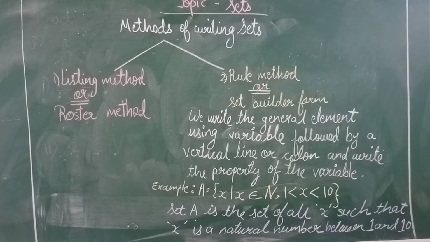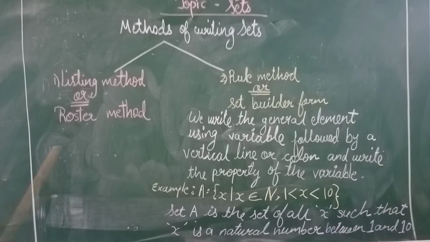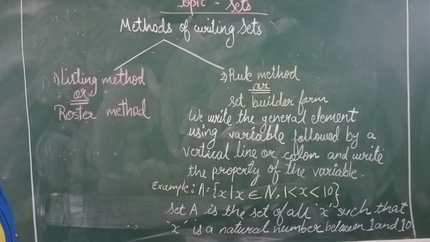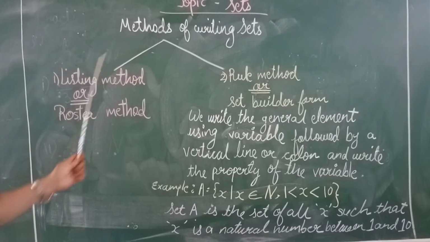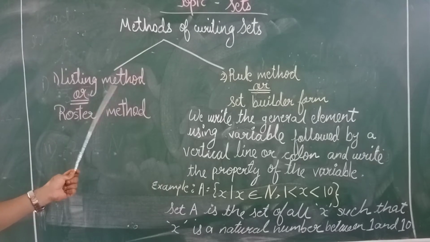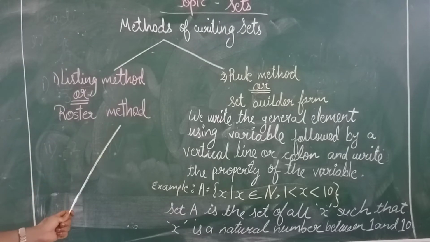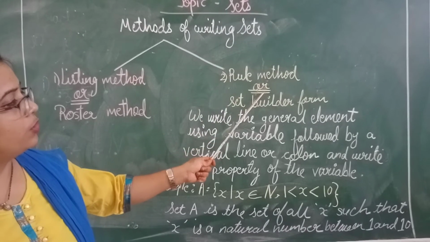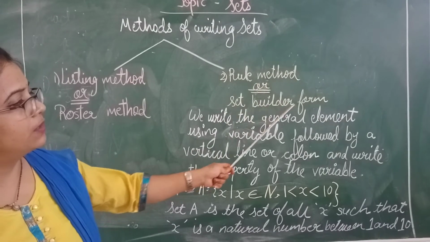We have studied methods of writing a set. Now, in one of the lectures, we studied the listing method, which is also known as the roster method. So today we will see the rule method, which is also known as set builder form.